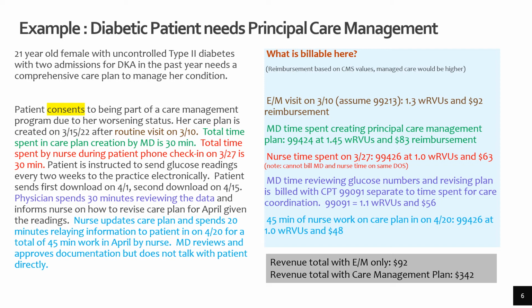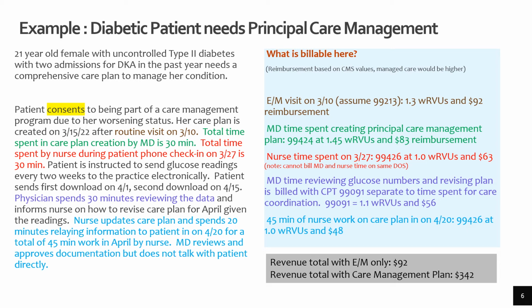And remember, you're probably doing this work anyways, it's just not formalized in the documentation, and that's where the nurse can help you. The nurse spent time on 3/27 relaying the care plan and following up with the patient, so that's an additional $63. The physician time reviewing the glucose numbers and revising the care plan in April is also billable, so that's another $56. And I'm sure that you guys are aware that you're doing that work anyways. You have to do it in order for clinical care. It's just a matter of documenting it appropriately.